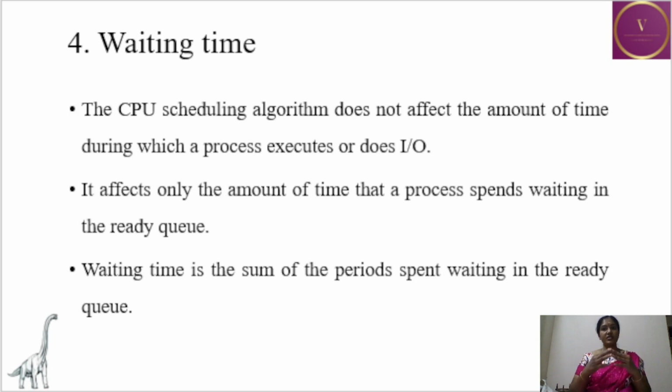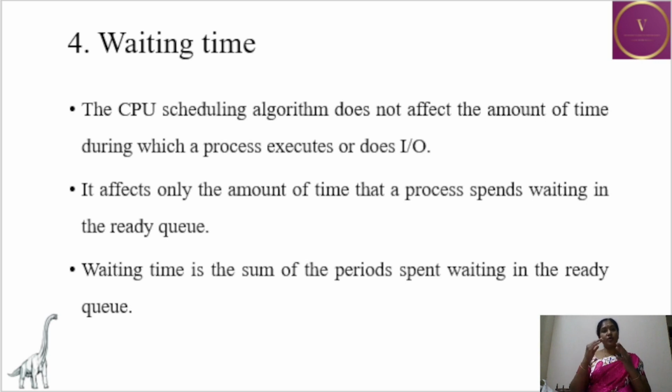So waiting time is the sum of the periods spent waiting in the ready queue. This is a very important criterion, because we have to choose a scheduling algorithm based on how effectively it assigns the CPU to a process immediately when the process is ready to work.